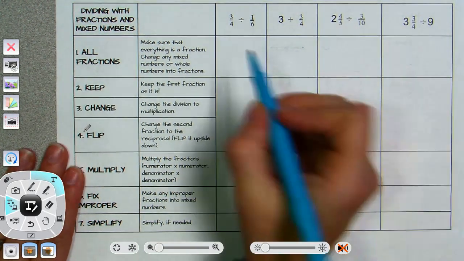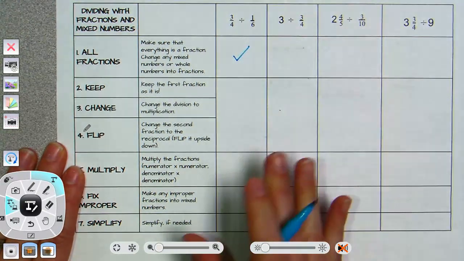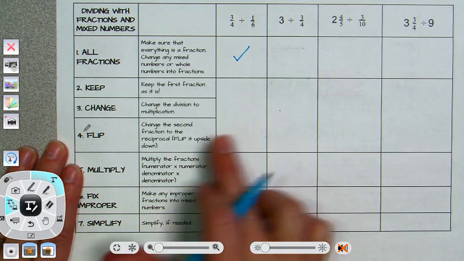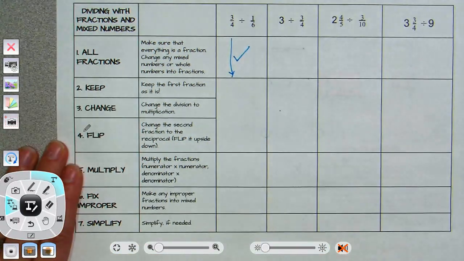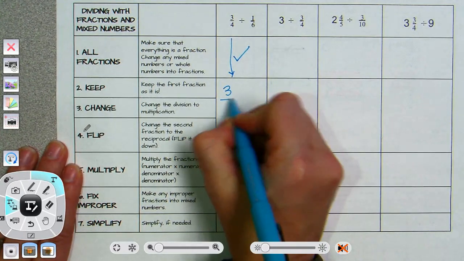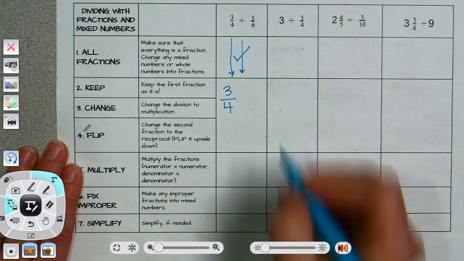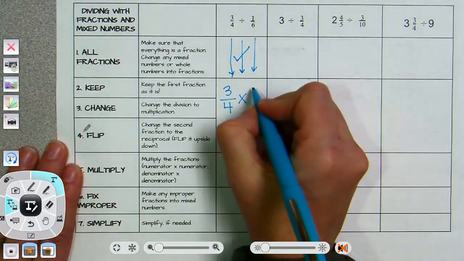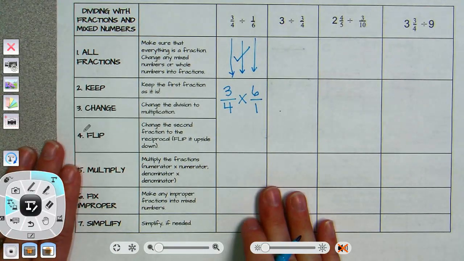So we're going to start with this first one. 3/4 divided by 1/6. I'm just going to put a big check mark here because they're both already fractions. I don't have any extra work to do there. Next, I see this large box, and this is where I'm going to keep, change, and flip. So I'm going to keep my first fraction the same. So I'm just going to write 3/4 again. I'm going to change the division into multiplication. And I'm going to flip the second fraction upside down. So instead of 1/6, I'm going to flip it into 6/1 or 6 wholes.